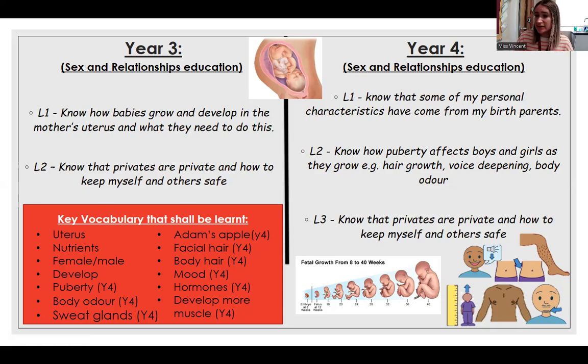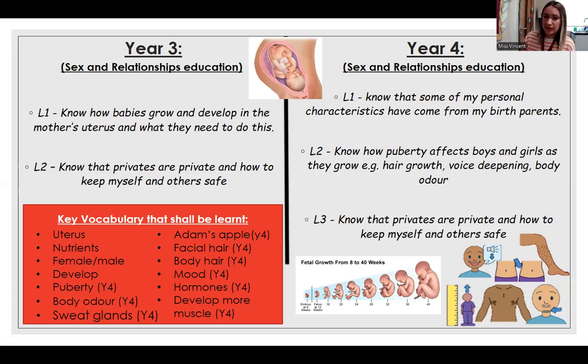And then as they move into Year 4, they will learn about knowing that some of their personal characteristics have come from their birth parents. So knowing that if they've got blue eyes, that could have come from mum or dad, and their hair colour, height, and things like that. And then in lesson 2, we look at knowing how puberty affects boys and girls as they grow.